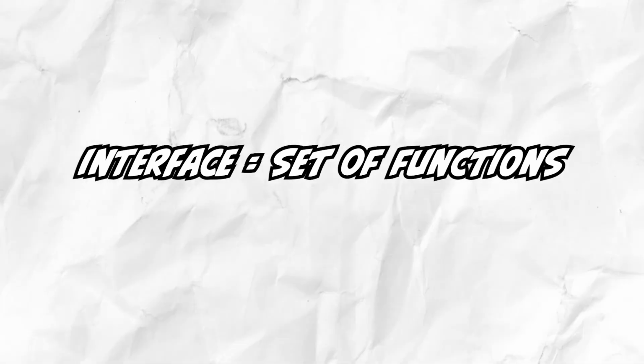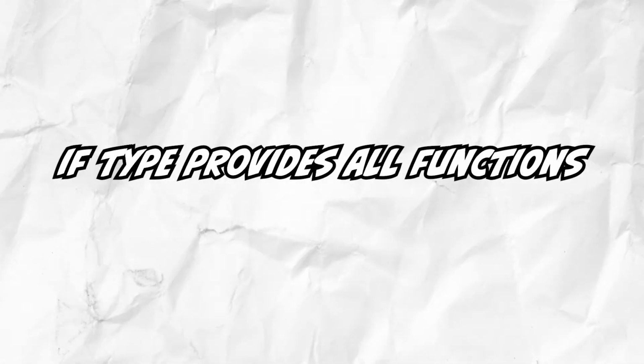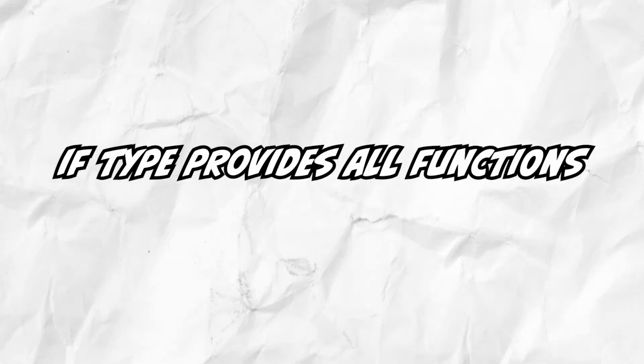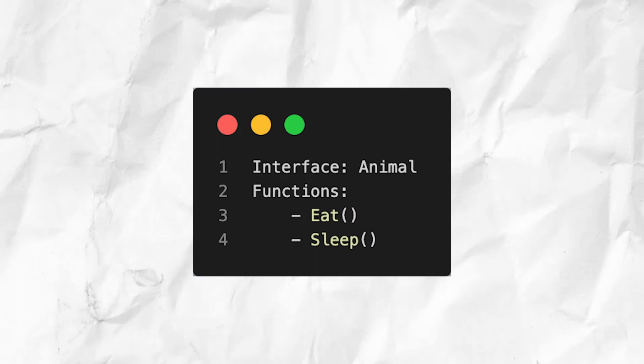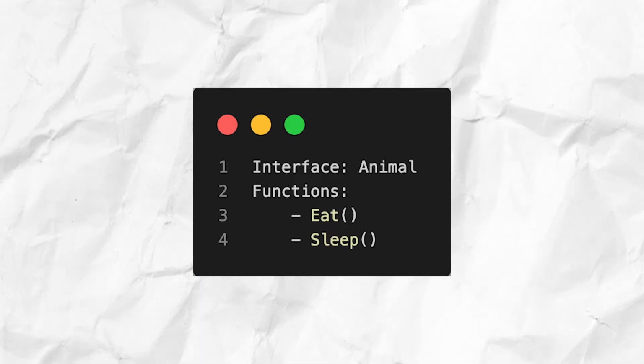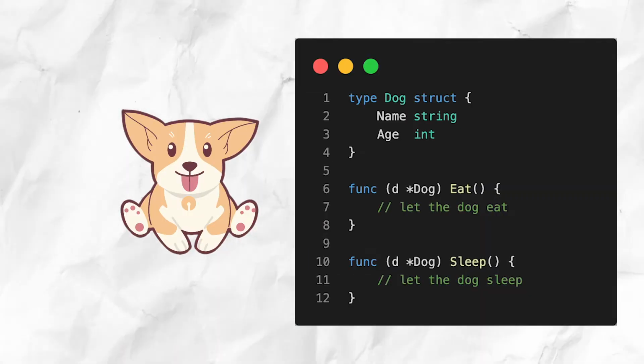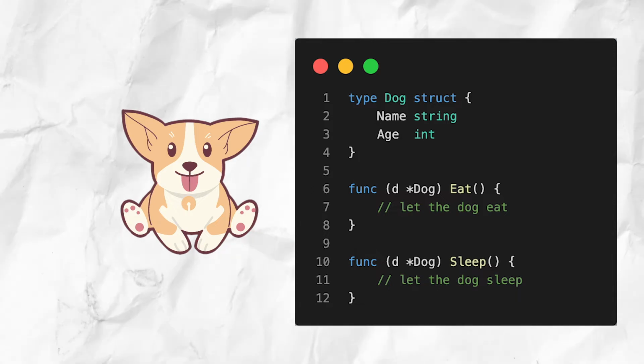You can think of an interface as a set of function signatures. If a type provides definitions for all the defined functions of an interface, it implements the interface. For example, an interface could be called animal and define the functions eat and sleep. If a dog struct has the member functions eat and sleep, the dog struct implements the animal interface.